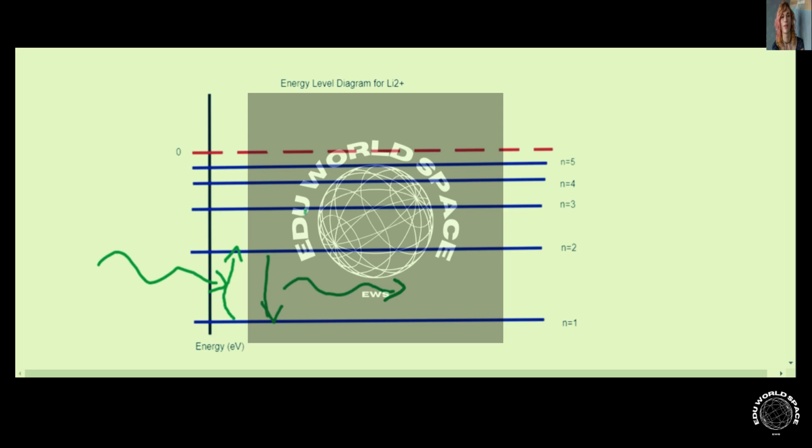Something important to note is that we can move up and down between these energy levels as we absorb light and give off light. However, typically the only shifts that we have are from the ground state, our n equals 1 state, up to some energy level, or from some energy level down to our n equals 1, or ground state.